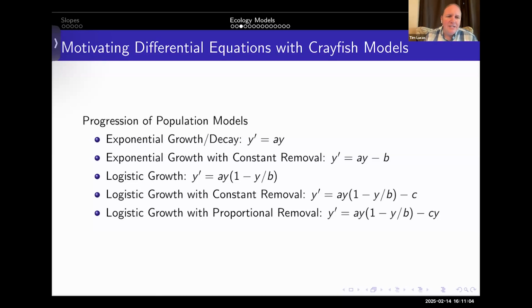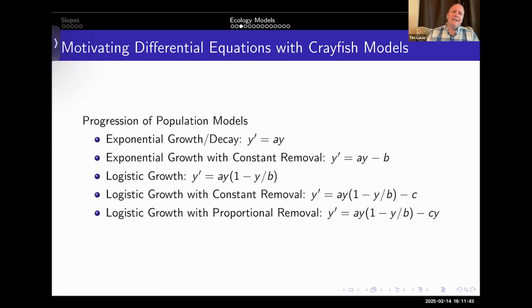And then the model that we actually used in research when we were trying to figure out optimal trapping schemes for the crayfish was: we took a logistic growth model and then subtracted a constant. We asked, what happens if you can remove a certain number of crayfish per month? That was a good model when there were a lot of crayfish. But we also realized that if you reduce the crayfish population, you may not be able to hit that constant trapping each month. And so we looked at a second model where the rate of removal was proportional to the current population. So those are those last two equations there.